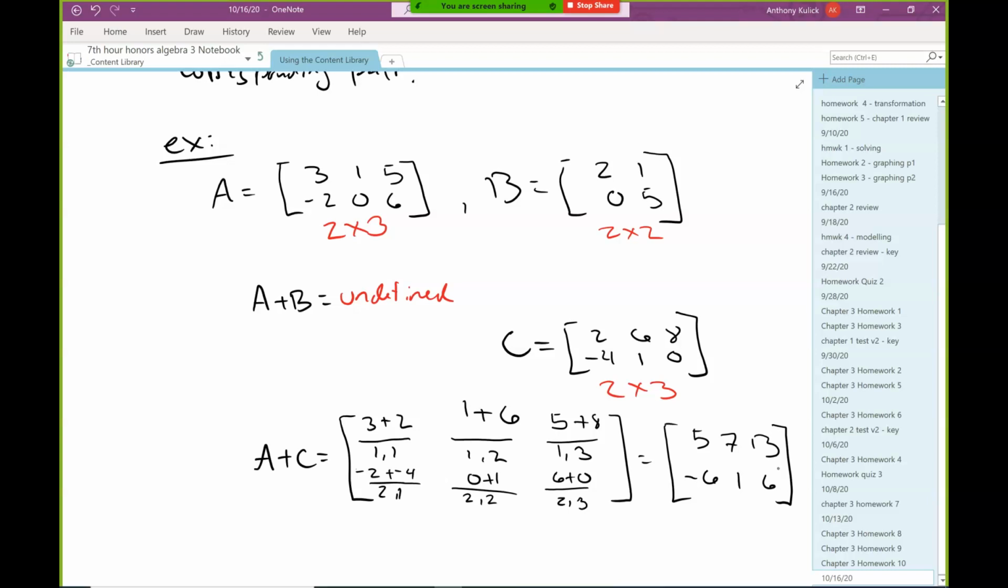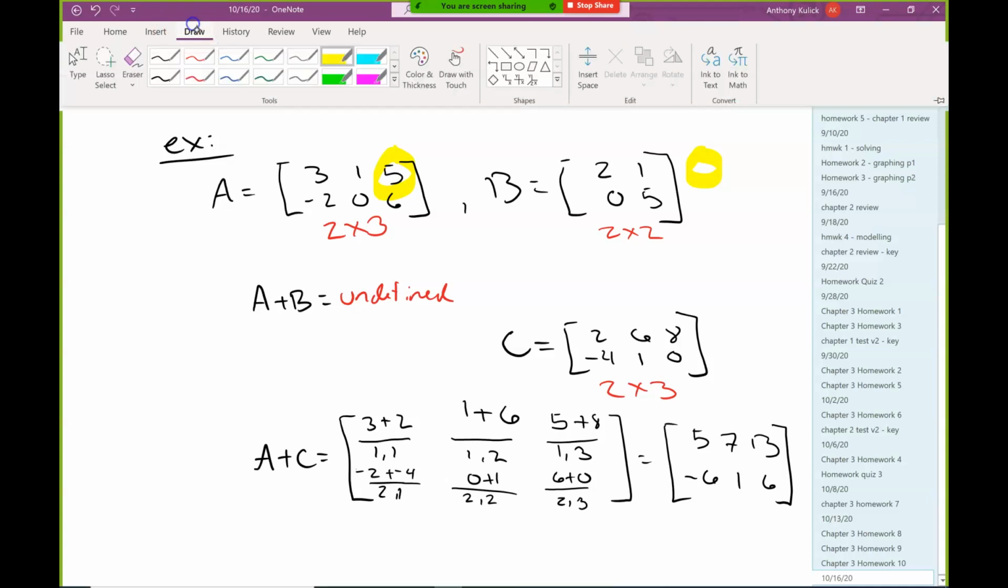Is everybody okay with that? And that should make sense why we need the same dimension. If we're adding the corresponding parts, like if I was trying to add A and B, what would I add the 5 to? There's nothing in B to add it to. So it doesn't really work. You get what I mean? You've got to have the same dimension, because how are you going to finish adding? Okay.